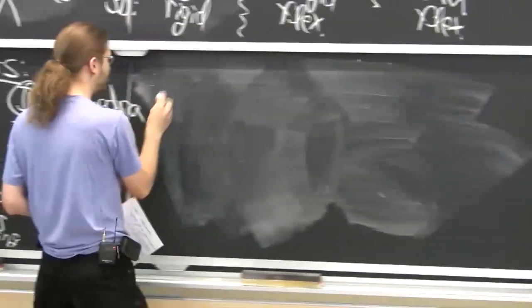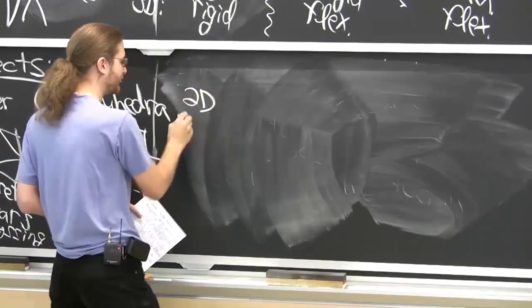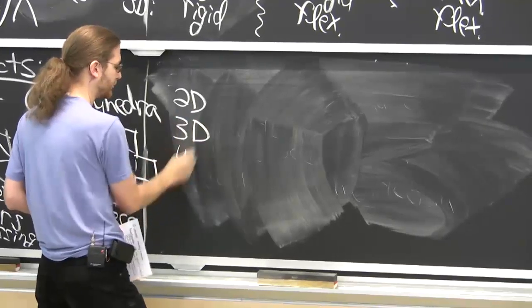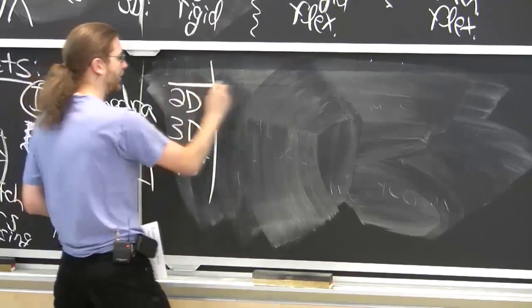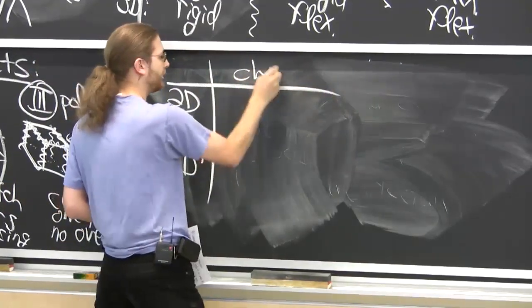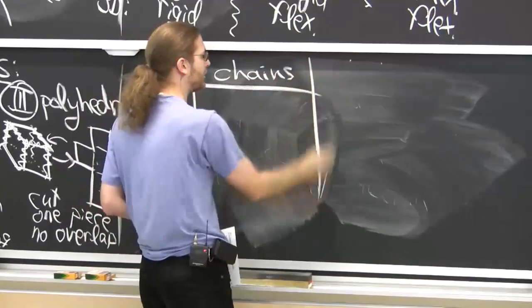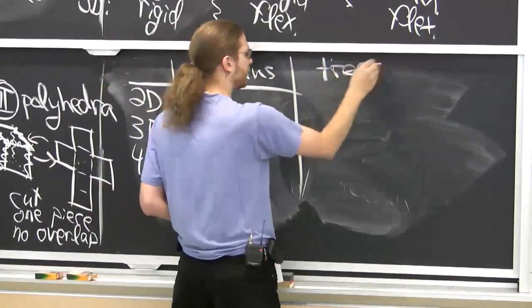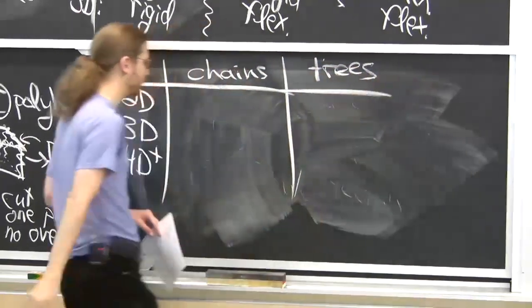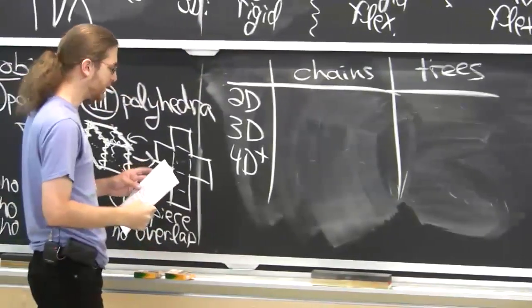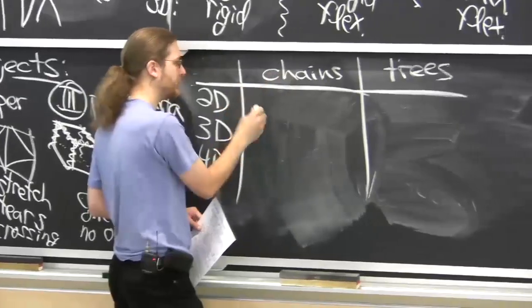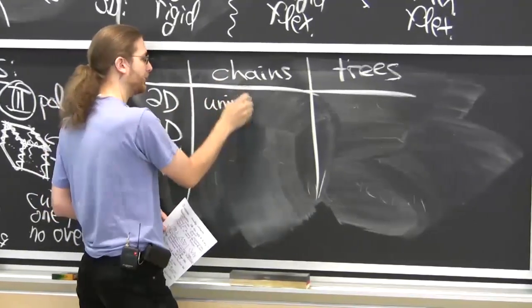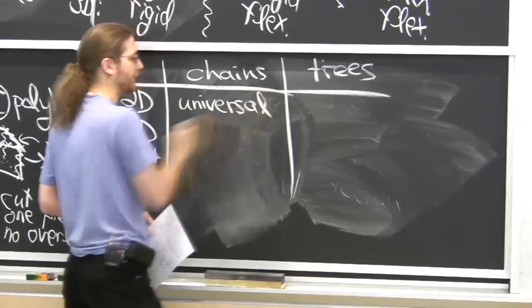So, it depends again what dimension you live in. I'm very flexible in this class. You can live in any dimension you want to, even fictional ones. And you can think about chains and trees, let's say. You could go more general, but this is where most things have been studied. And the answer is, for chains in 2D, you get a universality result. You can fold from anything into anything.